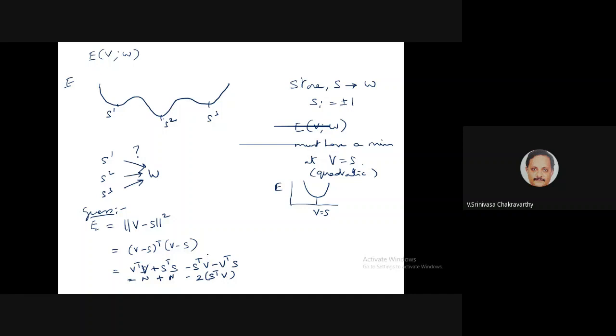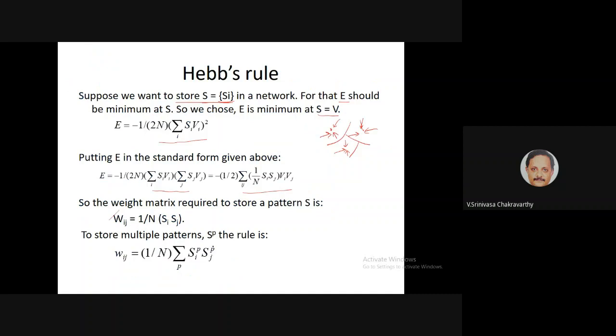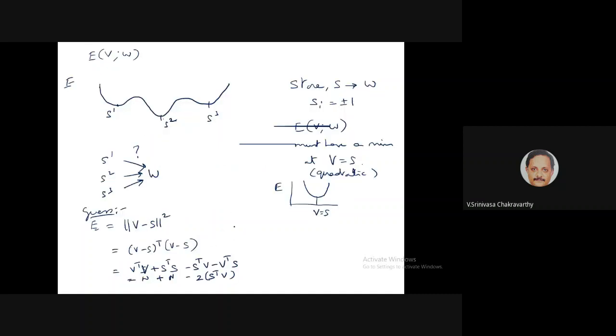So there is a small problem. This expression is not the best expression. So what is the right expression? Let us see. One more guess that you can take. I'll call this guess number one. So let us consider another expression.